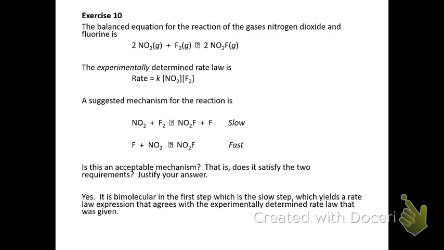Okay. So this takes us to exercise 10. Again, they did the slow step first. So they're telling us what our rate law is, so this is what we want to match. We want to make sure that when it's all said and done, we're going to match that. Okay? So it's going to be super easy since it's the first one.